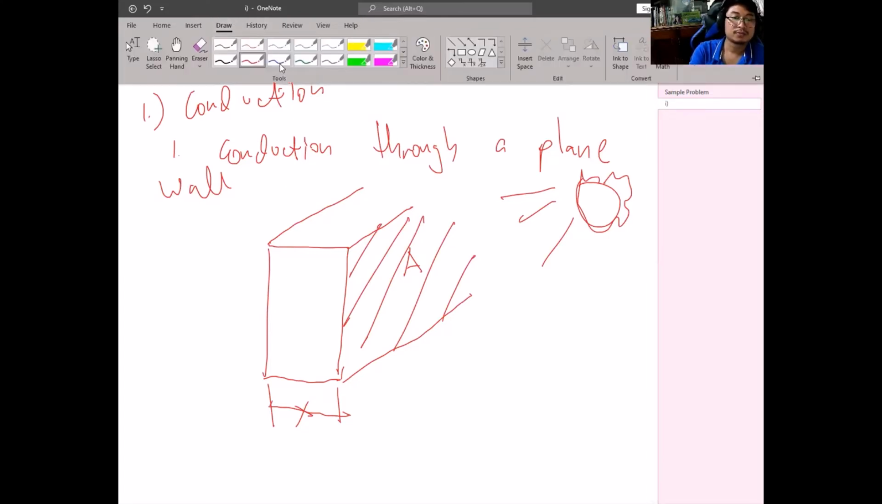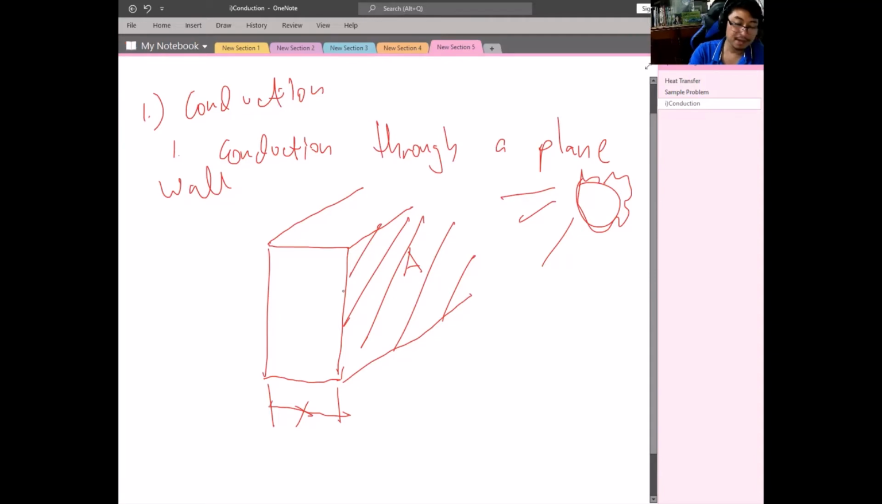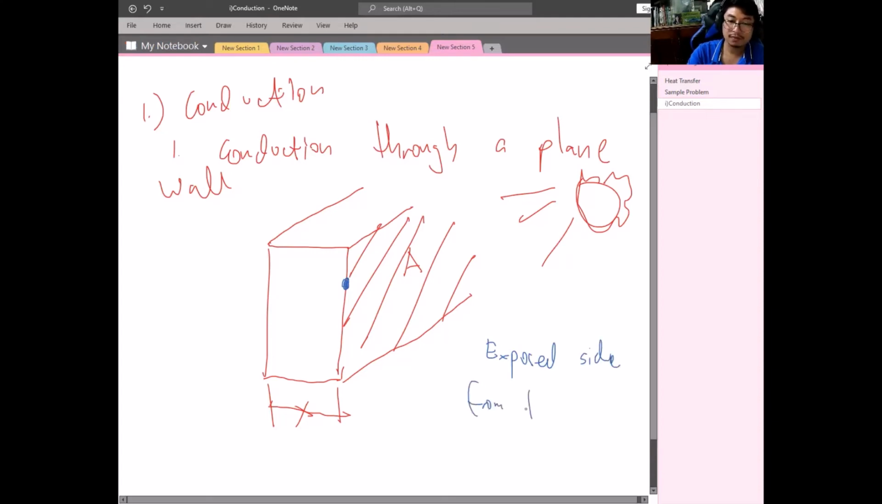Then we have a temperature difference. Siyempre, we already know so the wall has two sides. The exposed side, no? So this is the exposed side from the source of heat, from the heat source. And this is the side, or we will call this the cold side, okay? Cold side and hot side, the hot side.